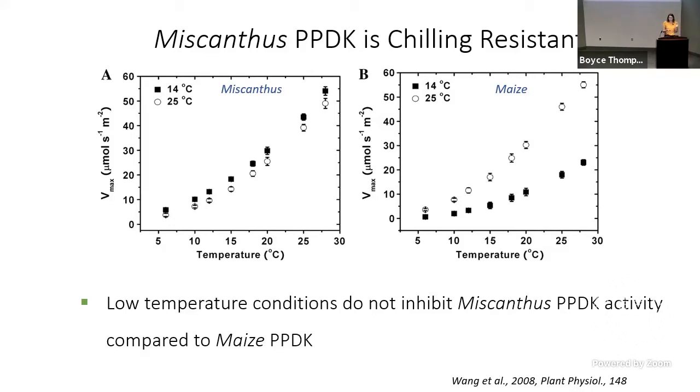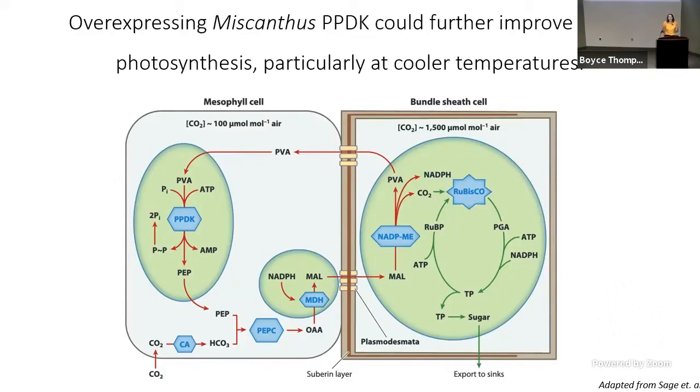So this brings us to the experimental question for my summer. Basically, if we overexpress PPDK from Miscanthus in maize, could we improve carbon assimilation and could we improve chilling resistance in this maize? So basically, we're looking for a twofold effect. One, we're increasing PPDK. So hopefully we'll see more flux through that pathway, because back in that original paper I was showing, while we did see increased carbon assimilation, we didn't see nearly as much as we would expect based on how much Rubisco was overexpressed.